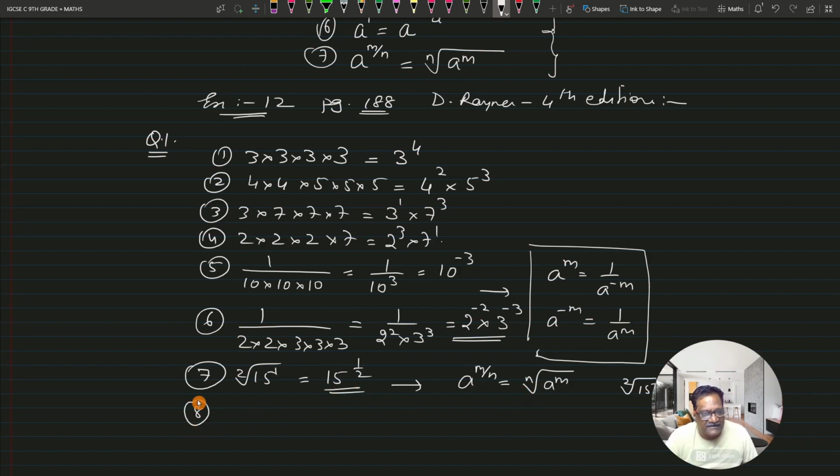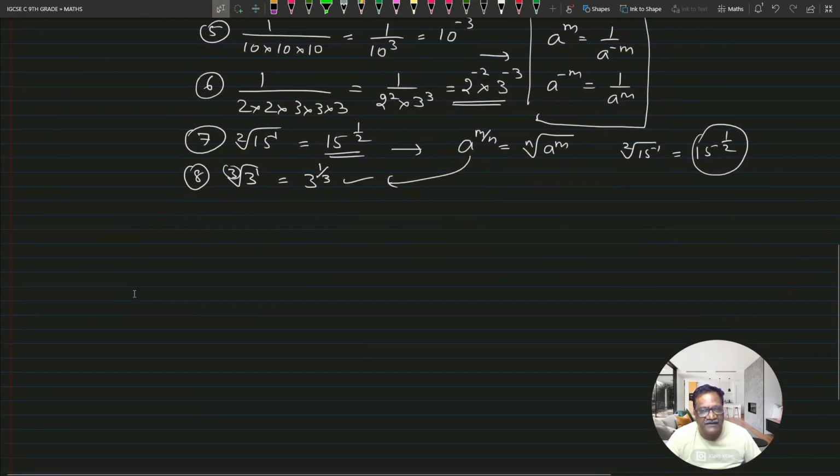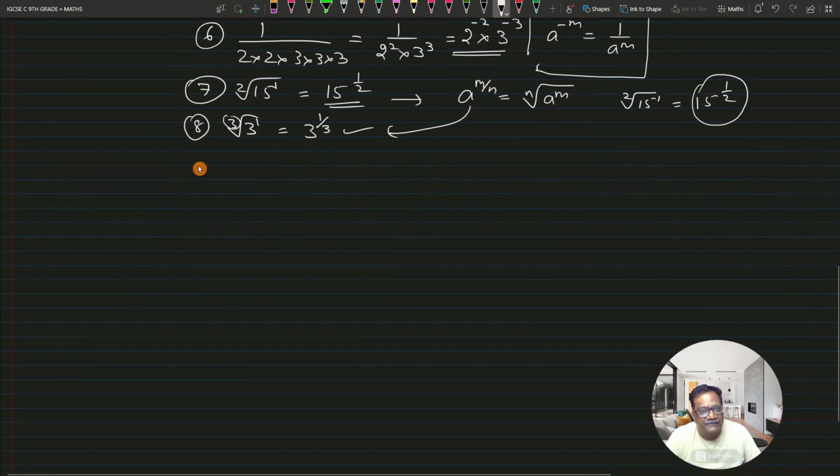Then 8th one is a cube root of 3. So this 3 you have to write first. Then there's a 1 over here, so write 1 divided by this 3. So 3 raised to 1 by 3. Okay. Again, this has been used over here. Okay, see carefully, you'll get it. Okay. Then the 9th one is 5th root of 10. So this can be written as 10 raised to 1 divided by this 5. 10 raised to 1 by 5. Okay. Again, the same rule has been used.